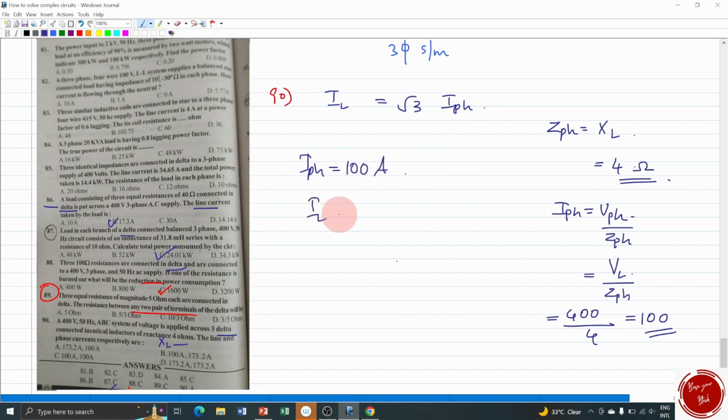Now what is IL? IL is equal to root 3 times I phase, that is 1.732 into 100. So 173.2 ampere. Check the order, line and phase. So line is 173.2, phase is 100. 173.2, 100. Option A is the right one.